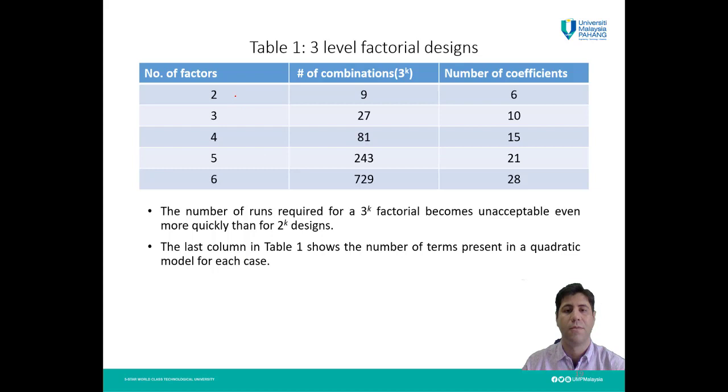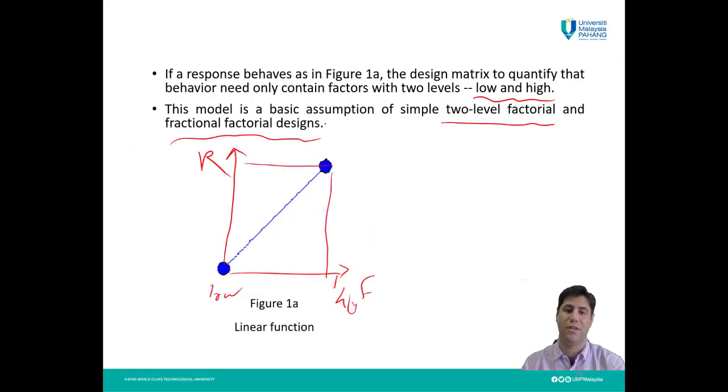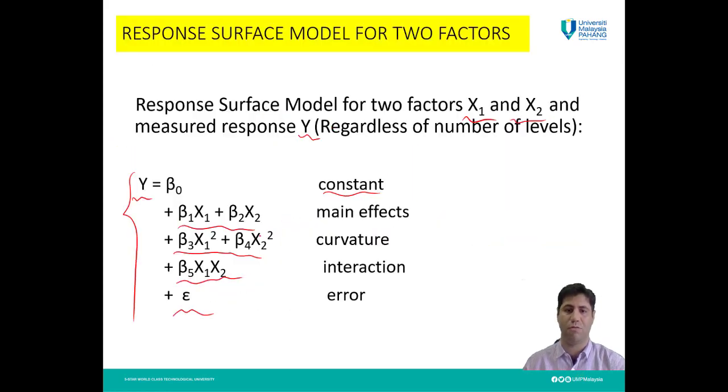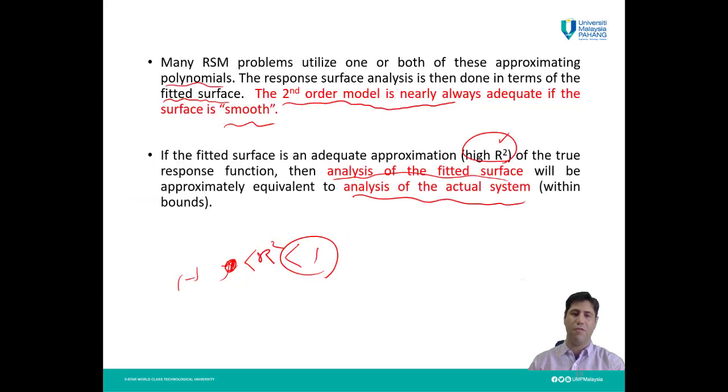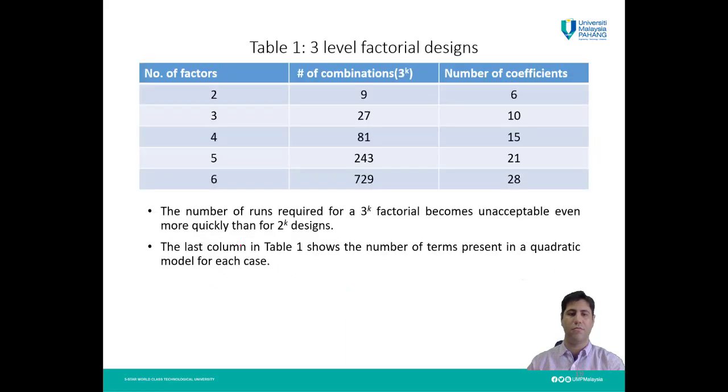So you can see here, according to this process, an increase in the number of levels will increase the number of coefficients in the equation. Let's go back to this equation. You remember this equation? This is an equation for two factors. And if we have a three-level factorial design, I think you remember also.